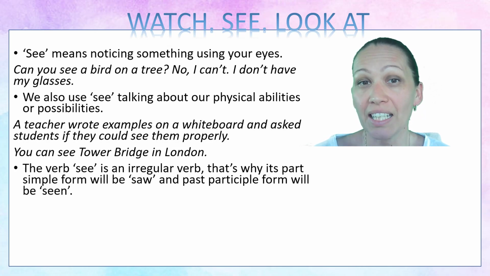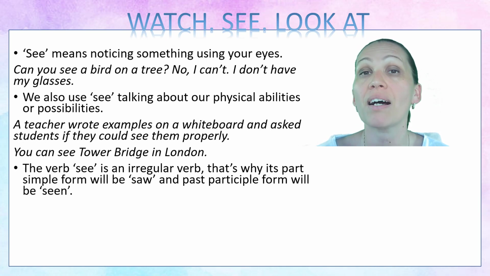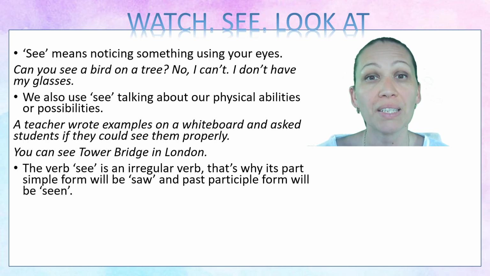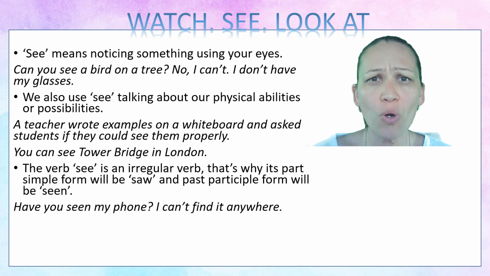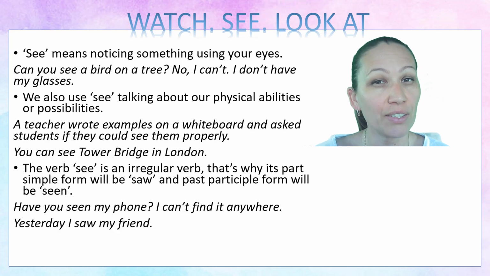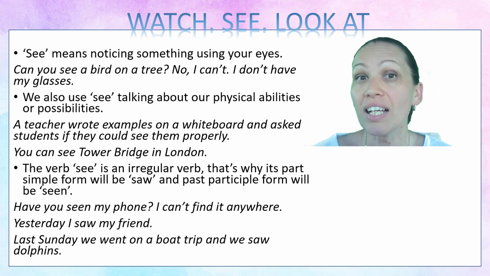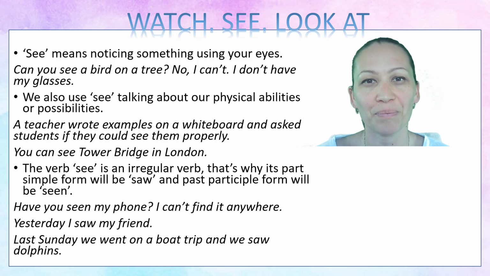The verb see is an irregular verb. So that's why its past form will be saw and its past participle form will be seen. So see, saw, seen. Let's have a look at some examples. Have you seen my phone? I can't find it anywhere. Or yesterday I saw my friend. Last Sunday we went on a boat trip and we saw dolphins.